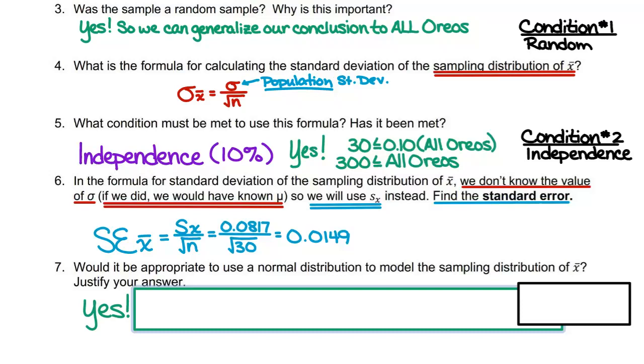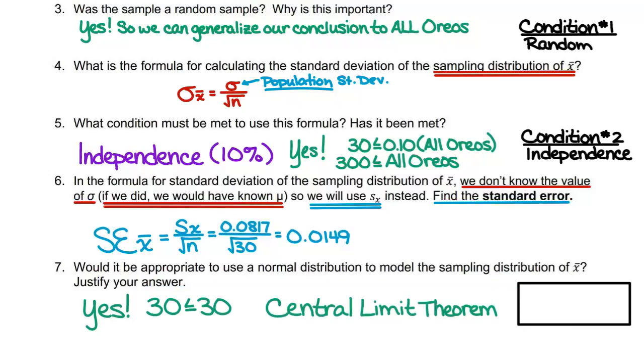Yes. How many did we sample again? 30. Central limit theorem applies here. We need samples of at least 30 in order for the central limit theorem to apply. Why aren't we doing n times p, n times 1 minus p? We don't have p. There's no proportion, no percentages.